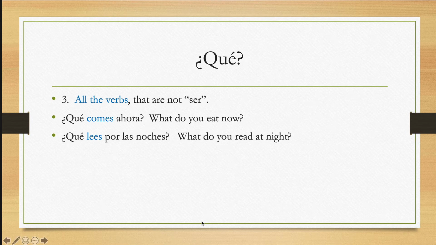All verbs that are not ser. ¿Qué comes ahora? What do you eat now? Comes es un verbo que no es el verbo ser. Entonces usamos qué. ¿Qué lees tú por las noches?